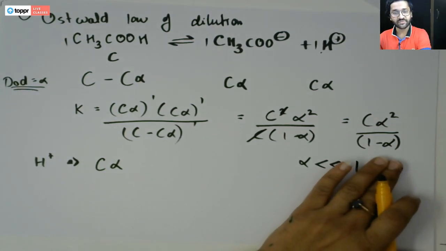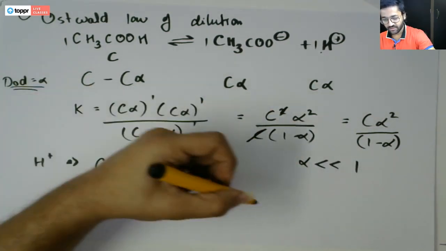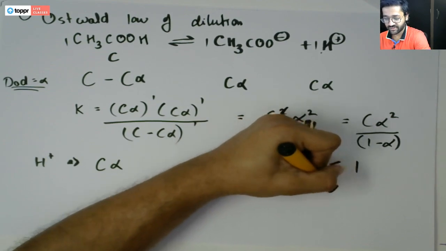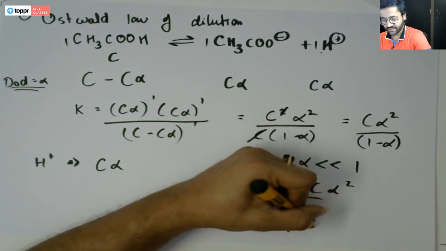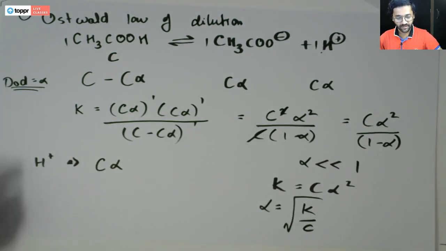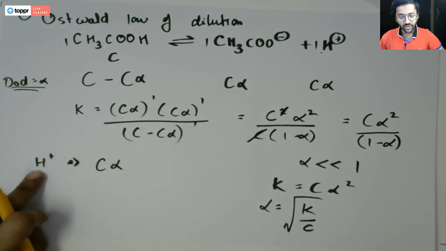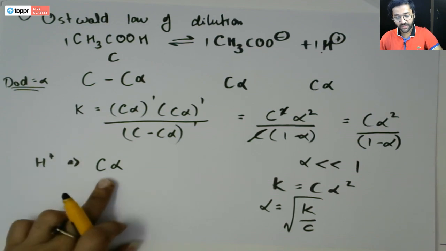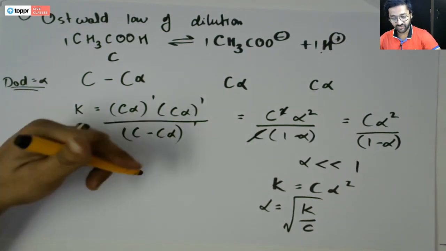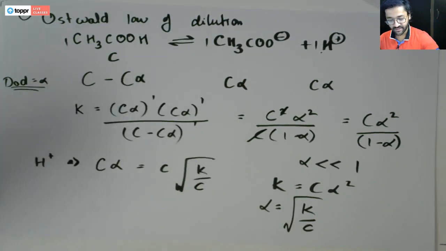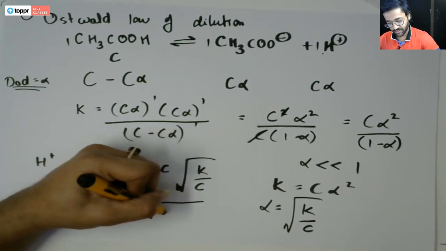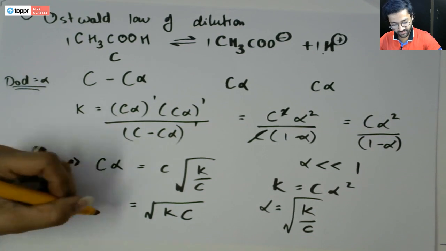In such cases, when alpha is very much less than 1, K is equal to C alpha square, and alpha becomes root of K by C, correct? Hence when I want to calculate H plus, it can be given as C alpha, which will come out as C times root of K by C, which is root of KC, which is H plus.